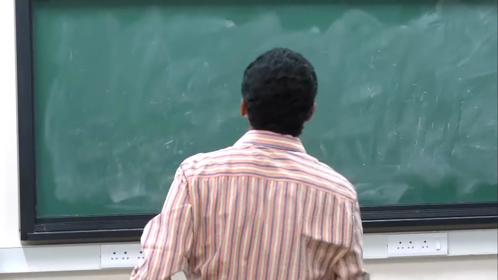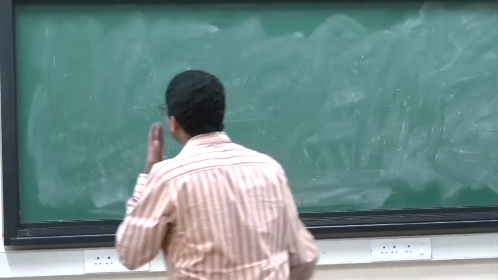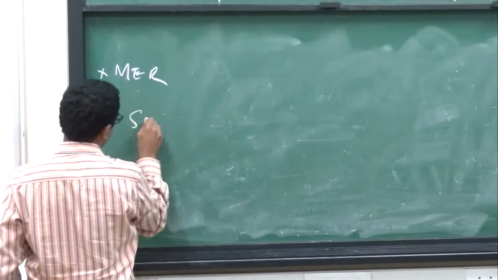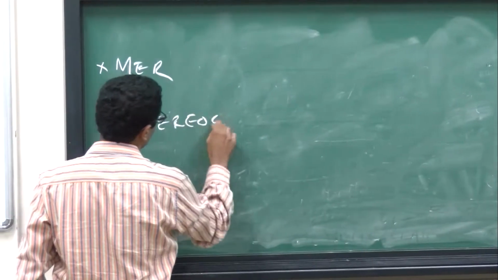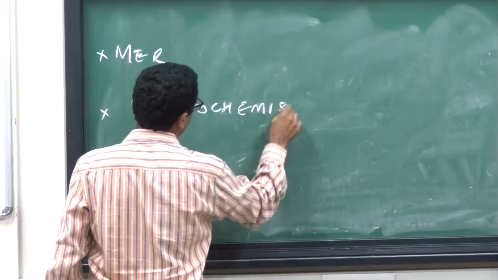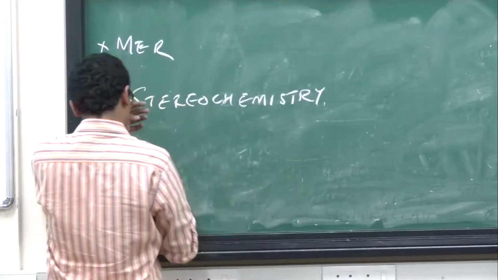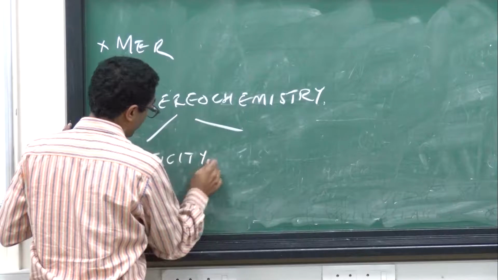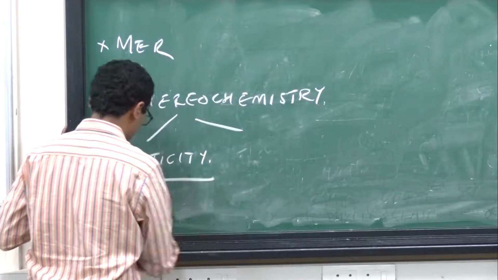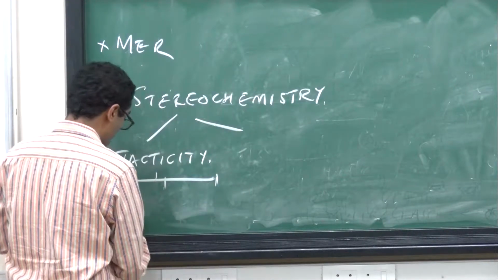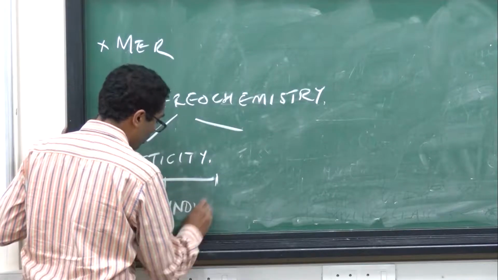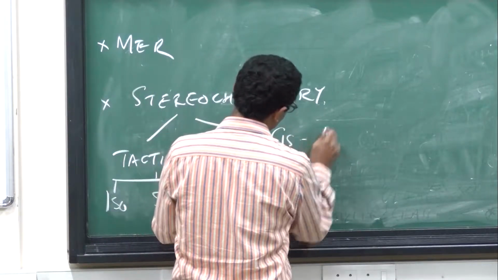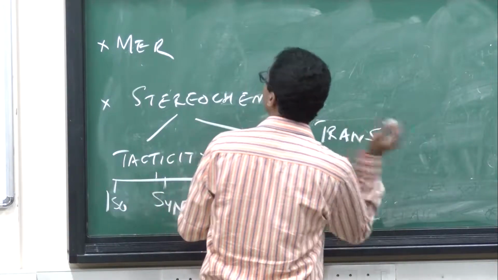Now there are some more words written out there. Let's just write it out once again. Mer, stereochemistry. You may or may not know the meanings of these words, that's alright. And this is tacticity. This is divided into three parts: iso, syndio, atactic. This one is cis, trans isomerism.